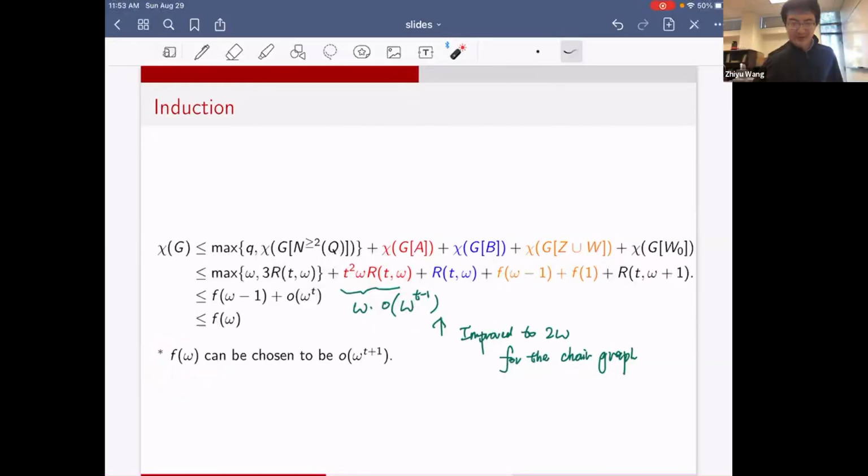So this is a quick run through of the proof. For the chair-free graph, essentially this part is the most expensive part. For the chair-free graph, we show that this A part is the union of two perfect graphs using the strong perfect graph theorem. So it is improved to 2 omega, and then 2 omega together with the induction gives us a quadratic bound. So that is the idea.